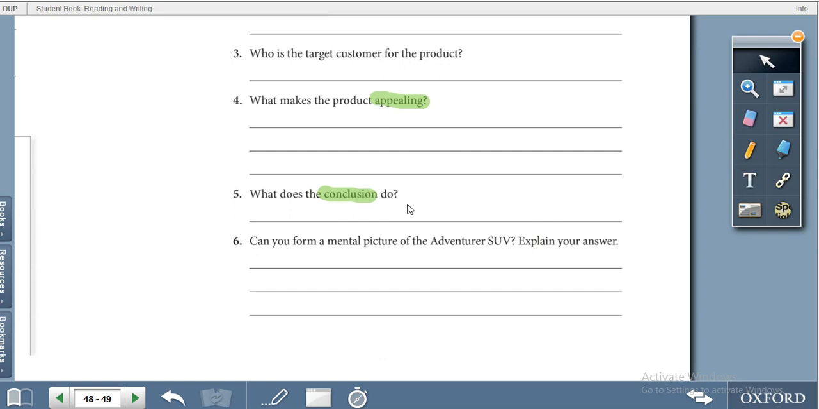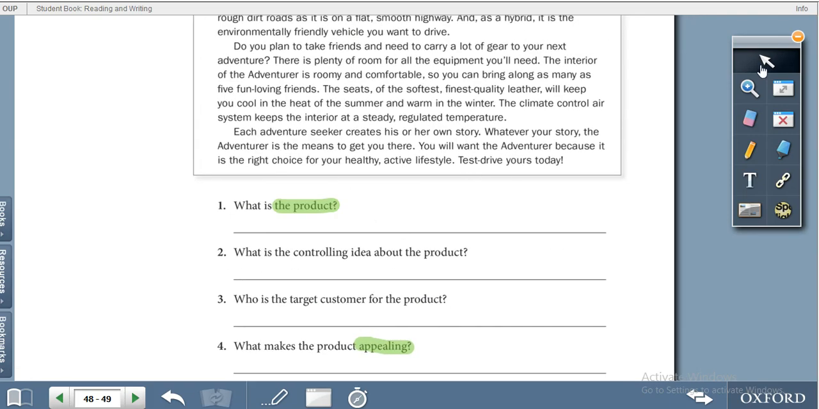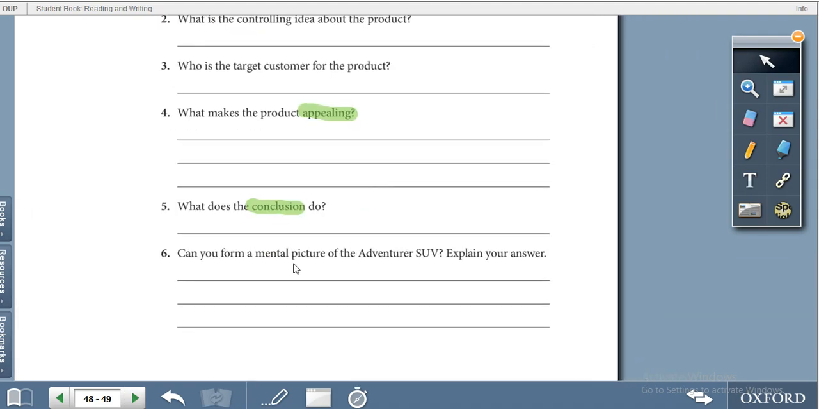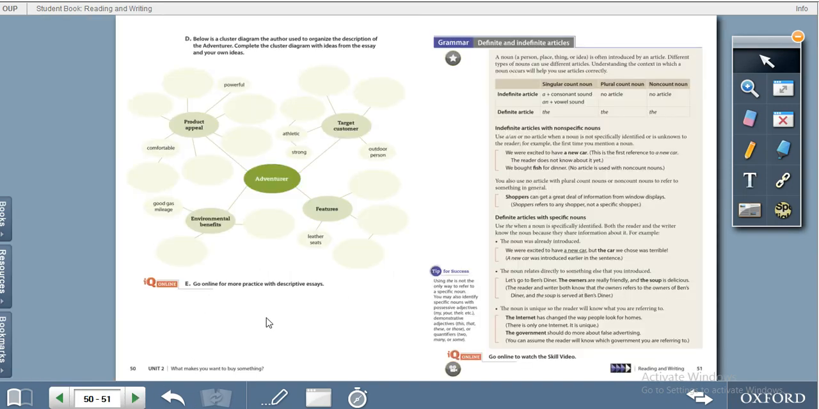Then what does the conclusion do? As you know, the conclusion always summarizes the main idea, summarizes all the points, and then concludes in the final paragraph. So you have to read the final paragraph and find the answer to this question. Then, can you form a mental picture of the adventure seeker SUV? Explain. How do you describe the mental picture? You have your own point of view and your own way to describe the SUV, so you can explain this vehicle, this car.